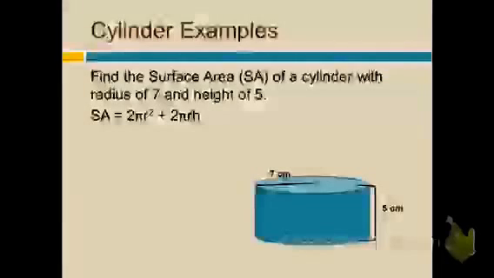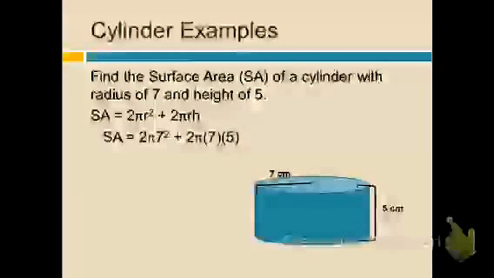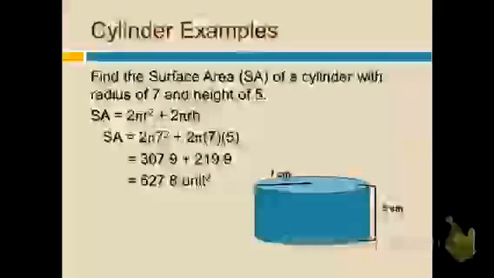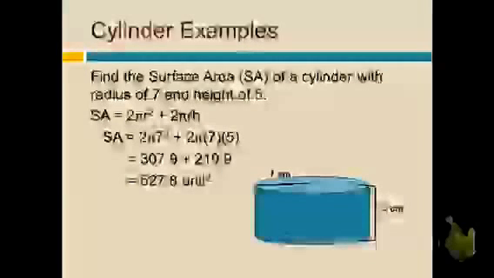To find the surface area of a cylinder with a radius of 7 and a height of 5, we would use the formula surface area equals 2 pi r squared plus 2 pi r h, with r being radius and h being height. In this case, we would substitute 7 for the radius, 5 for the height, simplify, and determine that we have a surface area of 527.8 units squared. Because surface area is a unit squared, we always have to be sure to include that.